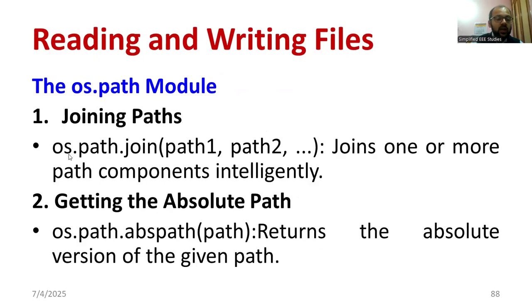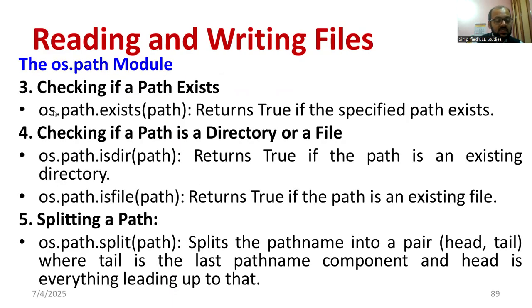Joining the path, you can go for os.path.join, then mention path1, path2, path3, which we discussed already. Getting the absolute path, you can go for os.path.abspath, then you need to pass the argument path. Similarly, to check whether the path exists, you can go for os.path.exists, then pass the argument. It returns true if the path exists. Check if the path is a directory or a file, os.path.isdir, path.